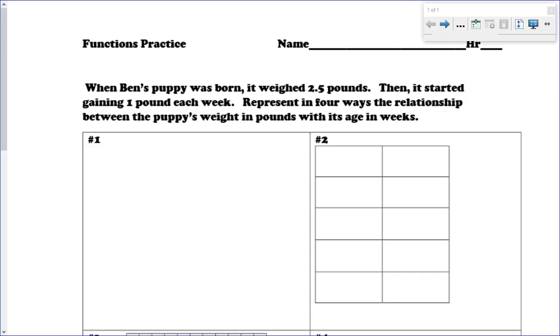what kind of situation it's representing, and see if we can create a table, a graph, a set of ordered pairs, and a rule. So Ben, he's got a puppy, and when it was born, it weighed 2.5 pounds. Then it started gaining a pound each week. Represent in 4 ways the relationship between the puppy's weight in pounds with its age in weeks.